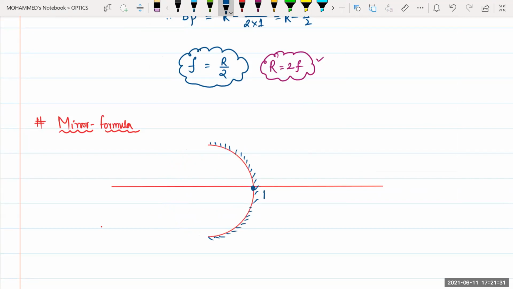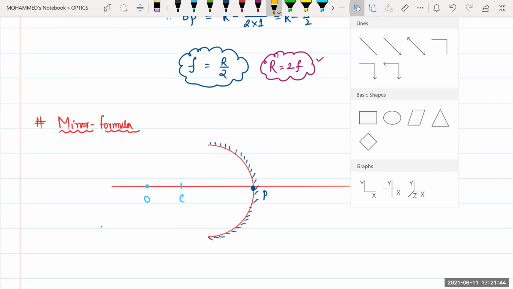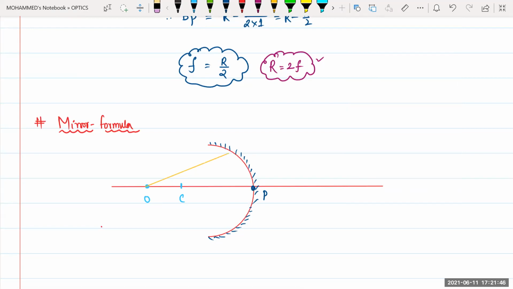This will be the pole, that is nothing but P. And the object is somewhere here. This is your object, and this is your center of curvature C. A ray of light is being incident from where? From your object, when a ray of light is being incident like this. So this is the ray of light which is being incident.